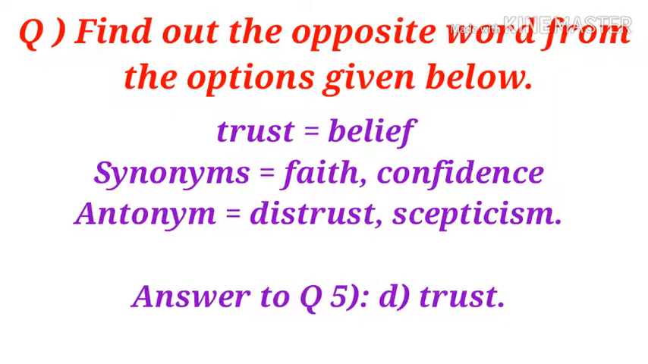But the word trust can be an opposite to the word suspicion. So its answer is option number D. So trust is the opposite of the word suspicion. Okay, today I have picked up these 5 words. Please go through it very clearly.